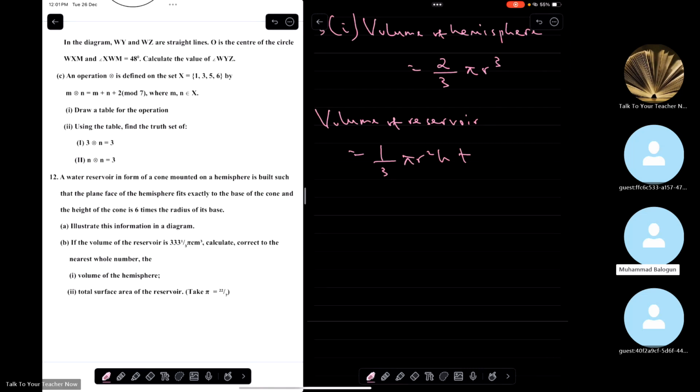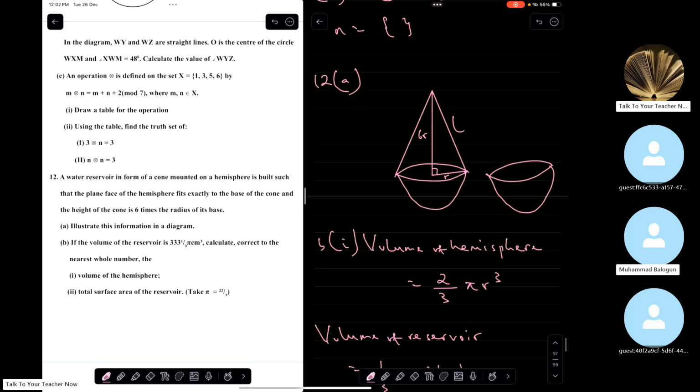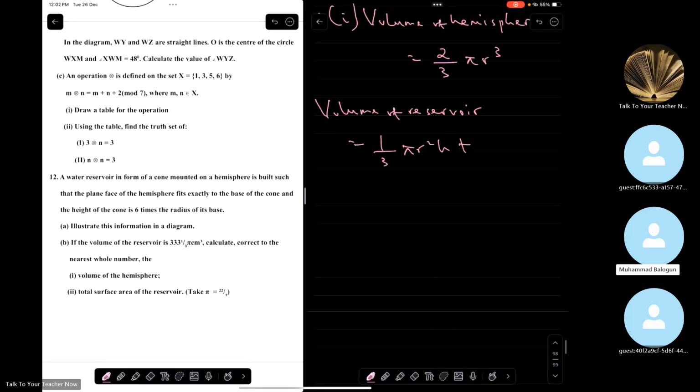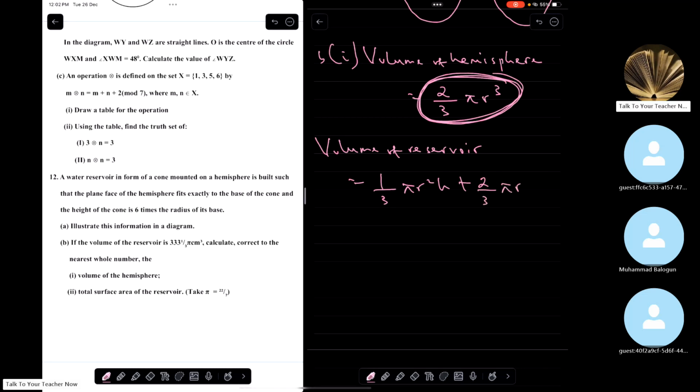Mohammed, what's the volume of the hemisphere? The volume of the reservoir is the volume of the cone plus the volume of the hemisphere. That is 1 over 3 pi r squared h, that's the volume of the cone, plus what's the volume of the hemisphere? That is 2 over 3 pi r cubed.